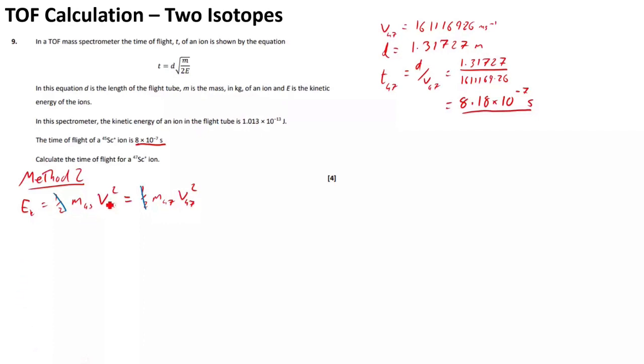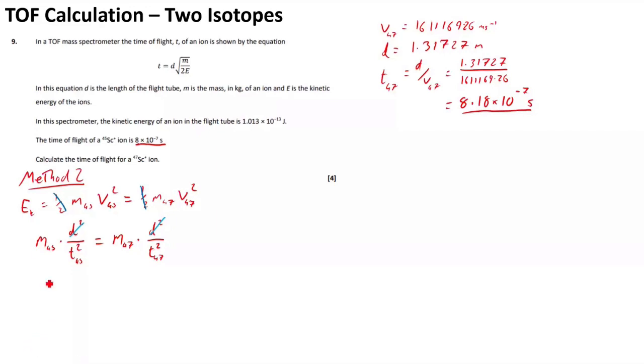We also know that velocity equals distance over time. So we can say the mass of 45. This time we're going to substitute in distance over time instead of velocity. So distance squared over time of 45 squared is going to equal the mass of 47. And we're going to do the same with velocity here. So distance squared over the time of 47 squared. Now, distance is the same for both of them. That's why I haven't put a subscript on it, because they've got the same length of flight tube. So d squared will be the same for both of them as well. We can cancel them out.